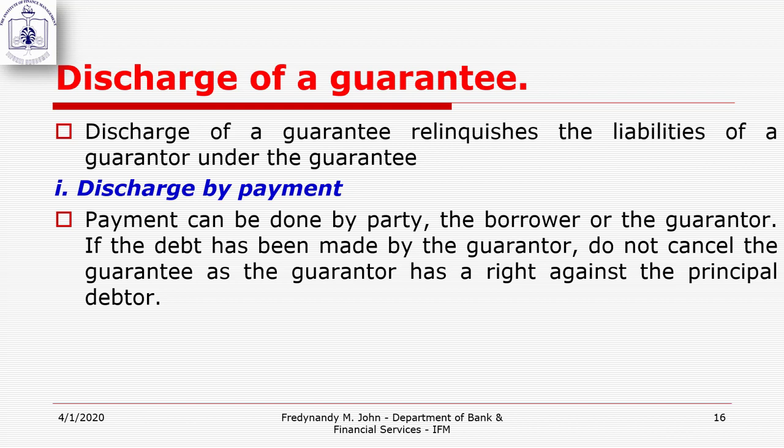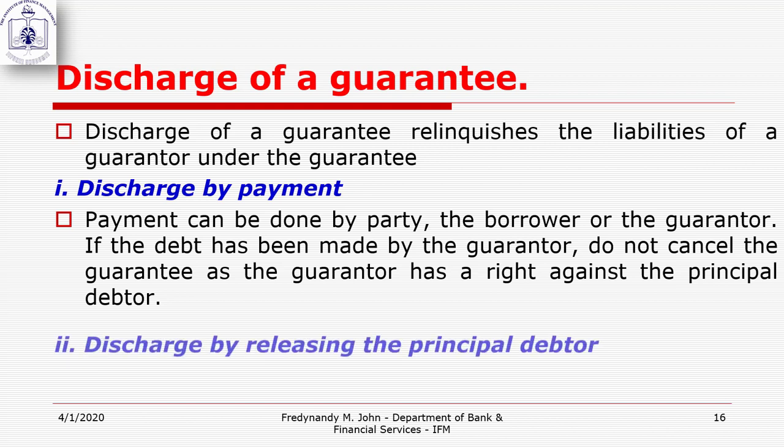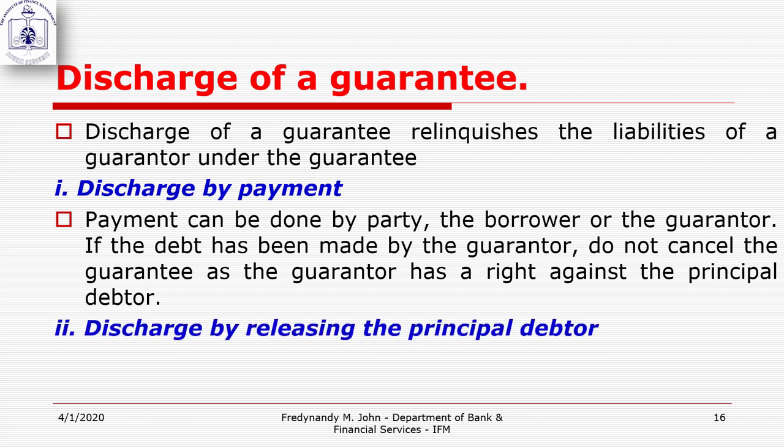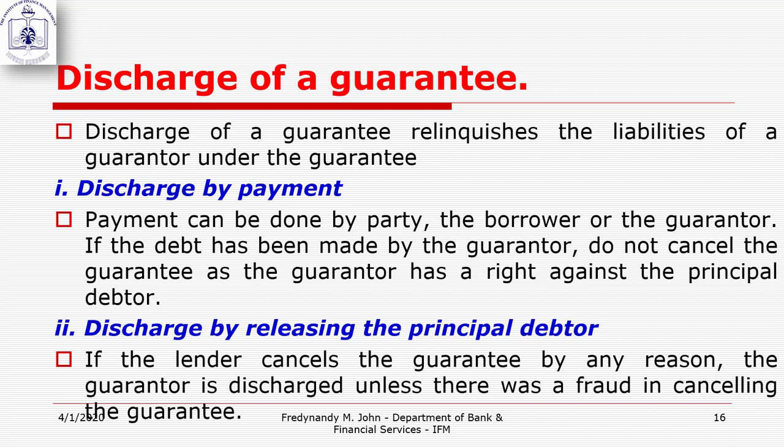The securities need to be handed over to the guarantor so that the guarantor can claim his money from the principal debtor. However, if it is the borrower himself, the principal debtor himself, who has fully repaid the debt, then the guarantee contract can be cancelled or discharged. Number 2, a guarantee can be discharged by releasing the principal debtor. How does this work? If the lender cancels the guarantee for any reason, the guarantor is automatically discharged unless there was fraud in cancelling the guarantee.